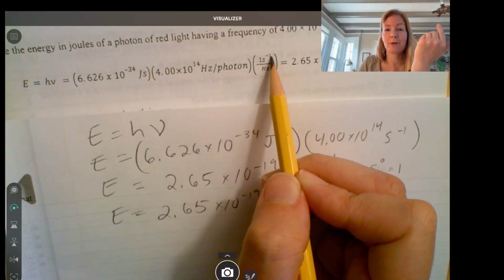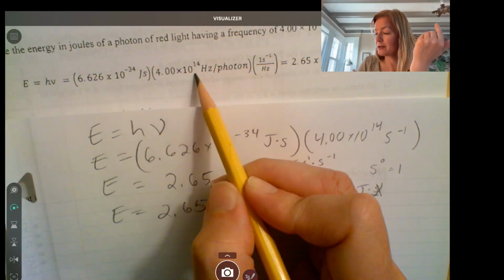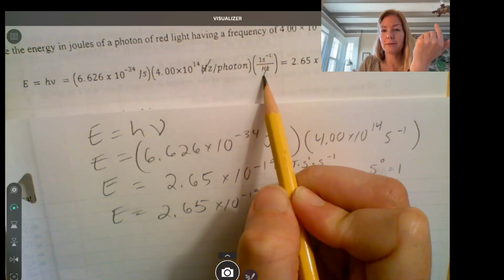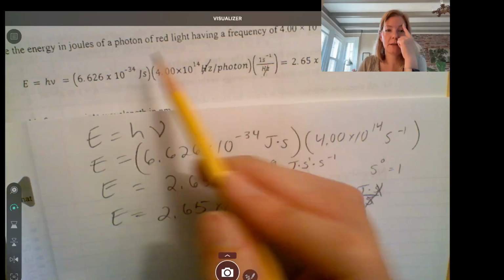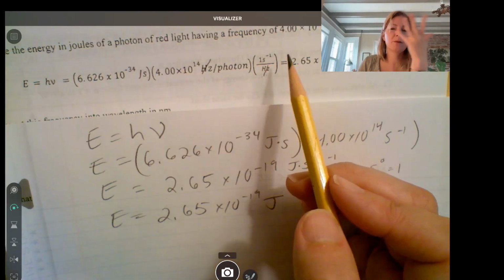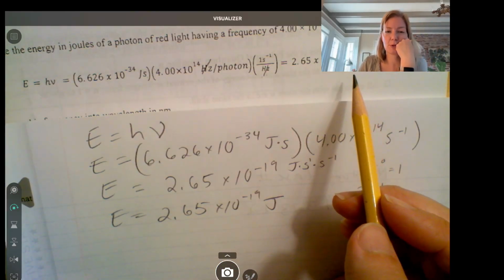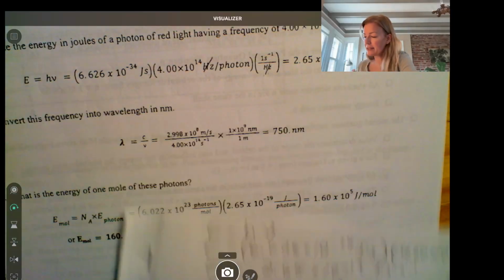1 second to the -1 is the same as hertz. So hertz here is in the numerator, so it'll cancel, and we're left with seconds to the negative 1, and then seconds times seconds to the negative 1. It all went away. So that's why we were just left with joules. Okay? All right, second one, I'm going to do the same thing.